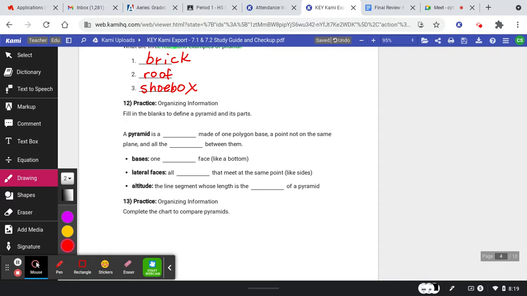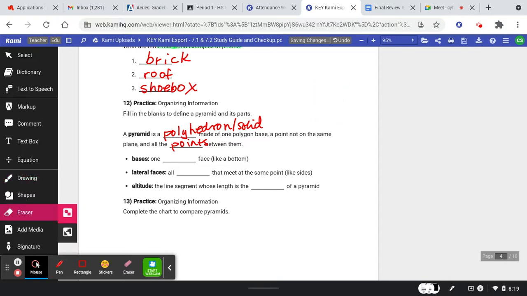Okay, finally here, let's start talking about pyramids. A pyramid is a polyhedron or a solid made up of only one base, and then it goes up to a point not on the same plane. And of course, it's all the points in between. So picture this time that you've got some sort of a base that goes up to a point or a vertex. And this is going to be forming our pyramid. Don't worry, there's going to be a better picture coming below.